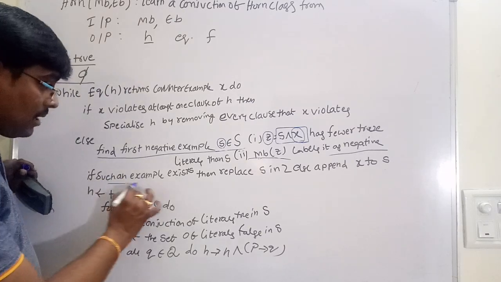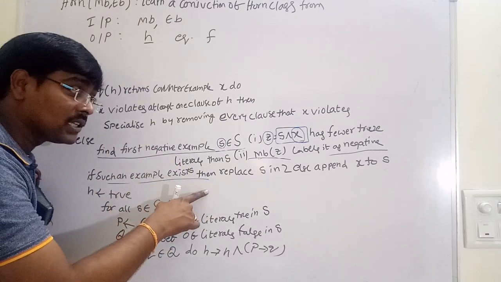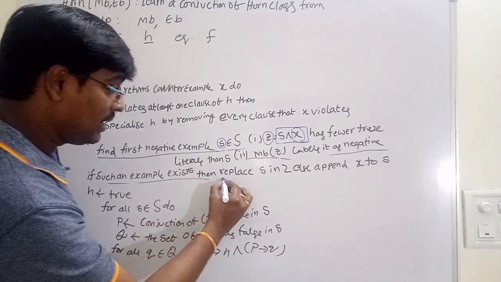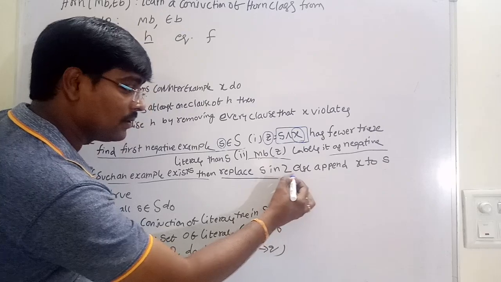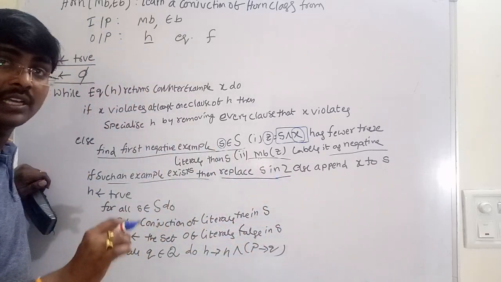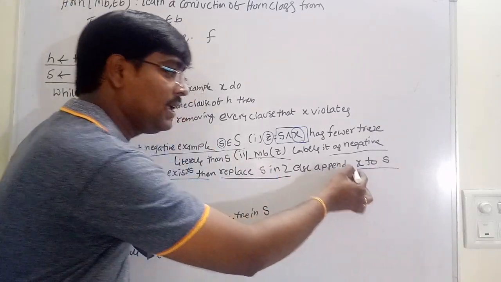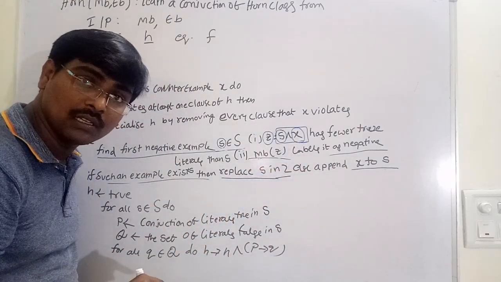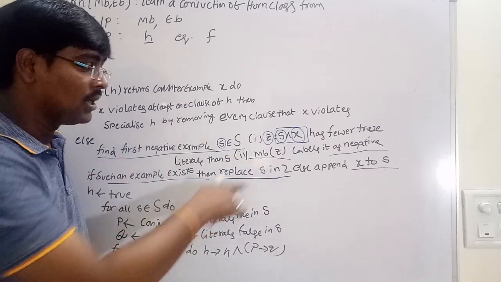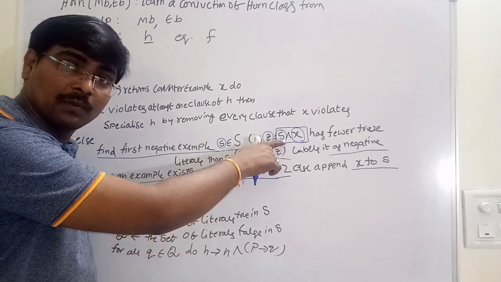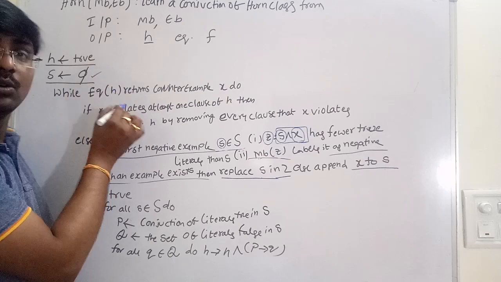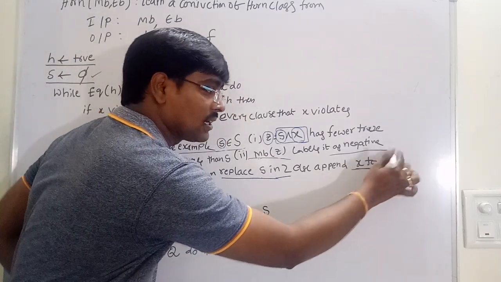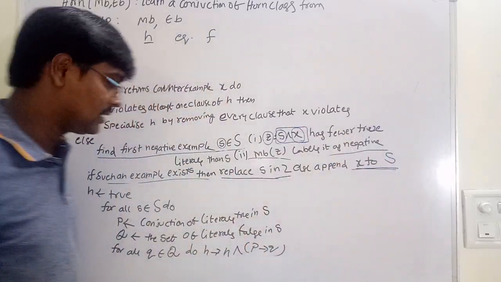If such an example exists, what will we do? We replace S with Z, otherwise simply add X to the S. That means if this exists, we place this one. If this type of negative example is not present, because initially S is equal to empty, there is no example, simply add X to the set S.